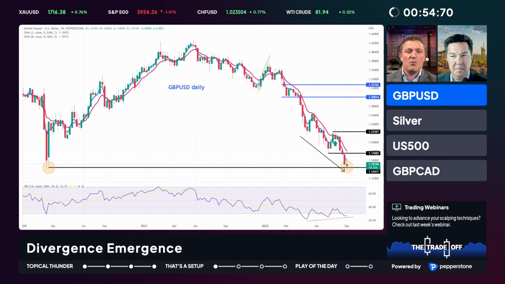Again, why do we like the pound? We don't like the pound. There's very little to like about the pound, but positioning has got quite extreme. And if we were to see a weaker dollar, then you'd expect the pound to rally. So we've got this on reversal watch.